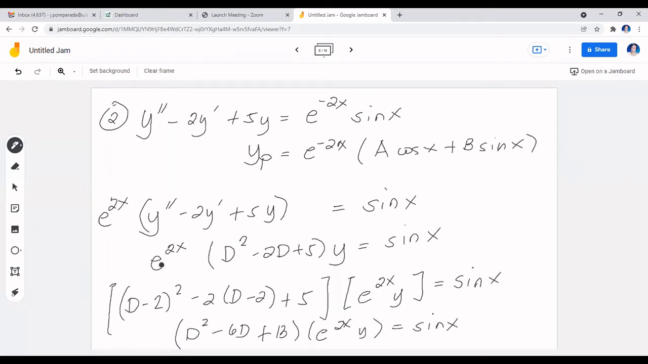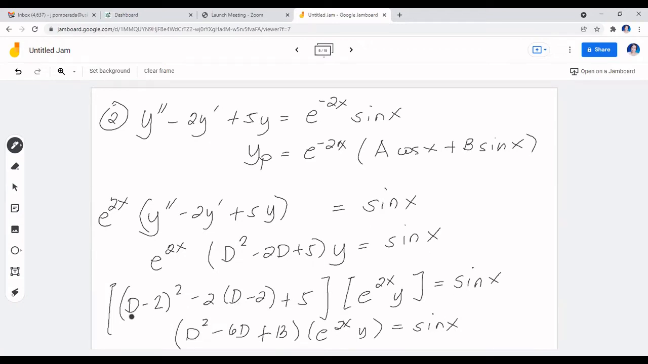If you're going to apply now exponential shift to this one, all the D's here should be shifted by subtracting from it the a, or the exponent of this exponential function. So since it's positive 2, this is now D minus 2 squared for this one, minus 2 times D minus 2 for this. You still have 5 in here. Now your y will not be just y, but now it will have the e raised to 2x. This is now your new unknown function.